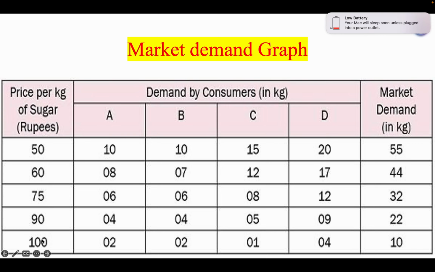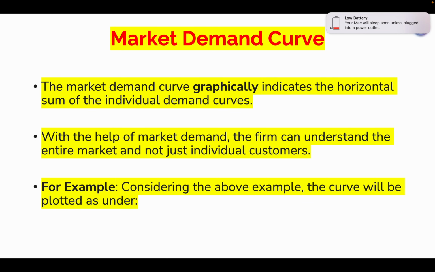But once the price is higher, all the individual demands go lower and the market demand comes to 10 kg. So this 2 is our individual demand and this 10 is market demand. I guess you will be able to understand this. So when we make a market demand curve, we indicate all the individuals' demands together. The market demand curve graphically indicates the horizontal sum of the individual demand curves. With the help of market demand, the firm can understand the entire market and not just the individual customers. For example, considering the above example, the curve will be plotted as under.